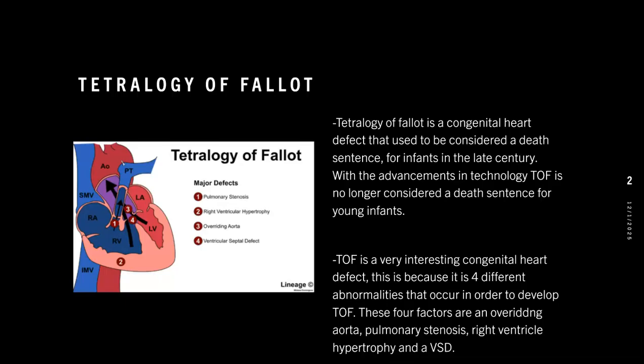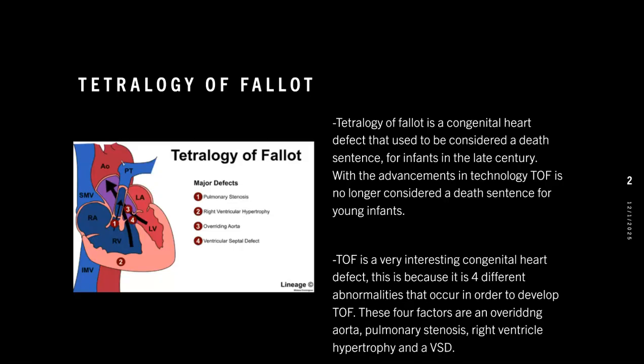Tetralogy of Fallot is a congenital heart defect that used to be considered a death sentence for infants in the late century. With the advancements in technology, TOF is no longer considered a death sentence for young infants. TOF is a very interesting congenital heart defect. This is because it is 4 different abnormalities that occur in order to develop TOF. These 4 factors are an overriding aorta, pulmonary stenosis, right ventricular hypertrophy, and a VSD.